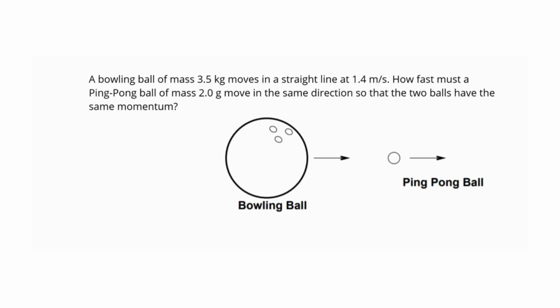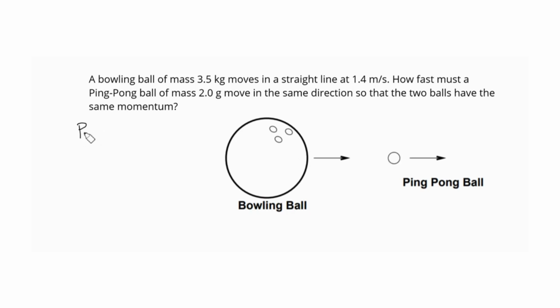Next, let's see. A bowling ball of mass 3.5 kg moves in a straight line at 1.4 meters per second. How fast must a ping pong ball of mass 2 grams move in the same direction so the two balls have the same momentum? Alright, so let's figure out what is the momentum of the bowling ball, so we can set this equal to the same thing.